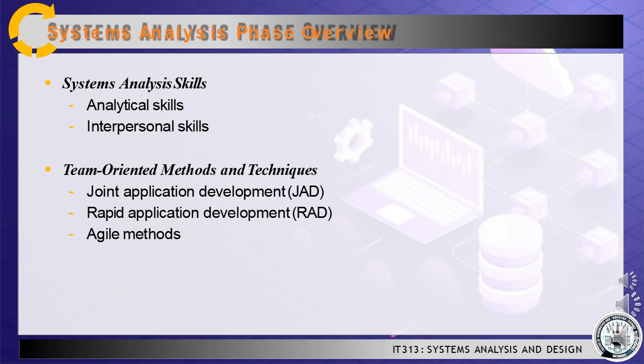RAD resembles a condensed version of the entire SDLC, with users involved every step of the way. While JAD typically focuses only on fact-finding and requirements determination, RAD provides a fast-track approach to a full spectrum of system development tasks, including the planning, design, construction, and implementation. Agile methods represent a recent trend that stresses intense interaction between system developers and users.